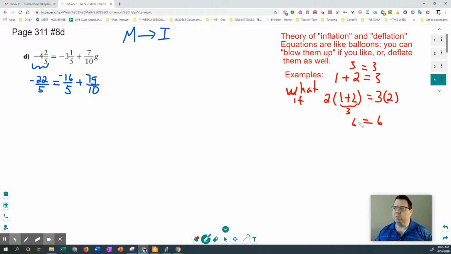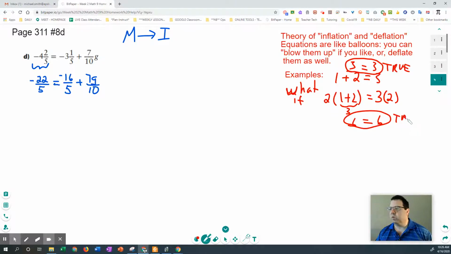Now, it looks like, well, Mr. Smith, you changed the equation. Well, I did, but I didn't. In other words, as long as I do whatever I do to one side, I do to the other, right? I haven't changed the fundamental quality of this equation. This statement is true, is it not? 1 plus 2 is equal to 3. So just because I inflated this balloon by a factor of 2, it doesn't really change much.